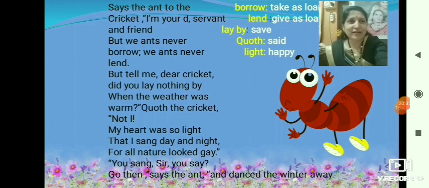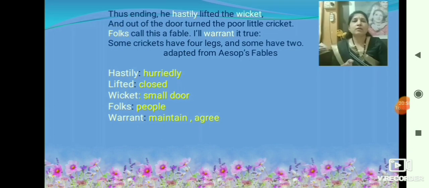Okay, let's move to the next slide. Thus ending, he hastily lifted the wicket and out of the door turned the poor little cricket. For call this a fable, I will warrant it true. Some crickets have four legs and some crickets have two. I already said that this poem is adapted from Aesop's Fables.